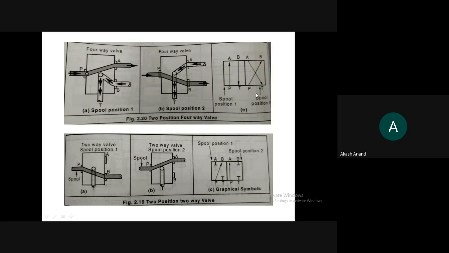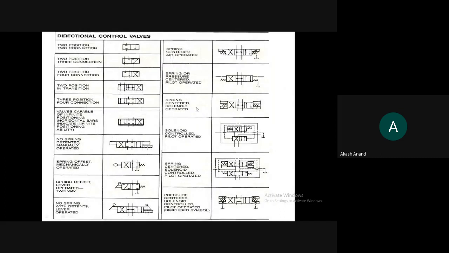So you can simply understand these two blocks represent two positions. This position is represented on the left side, and this position is represented on the right side. I think it is clear to you. P to A is one way, B to T is second way, P to B is third way, and A to T is fourth way. This is how the names of a four-way valve come, and these two blocks represent two positions. With the help of this logic, you can simply understand how these things are connected.